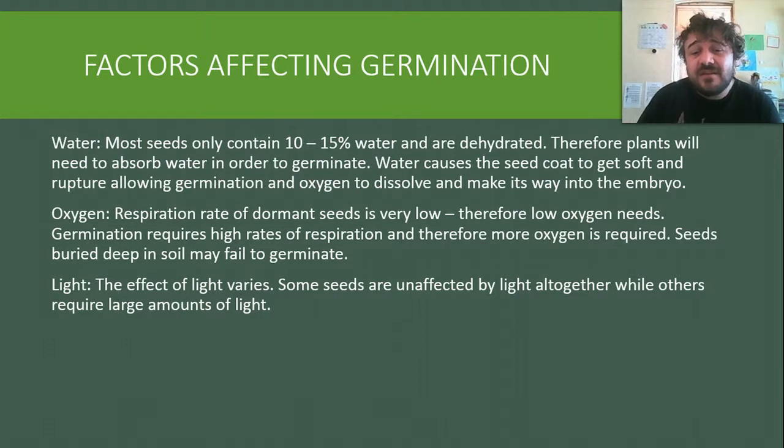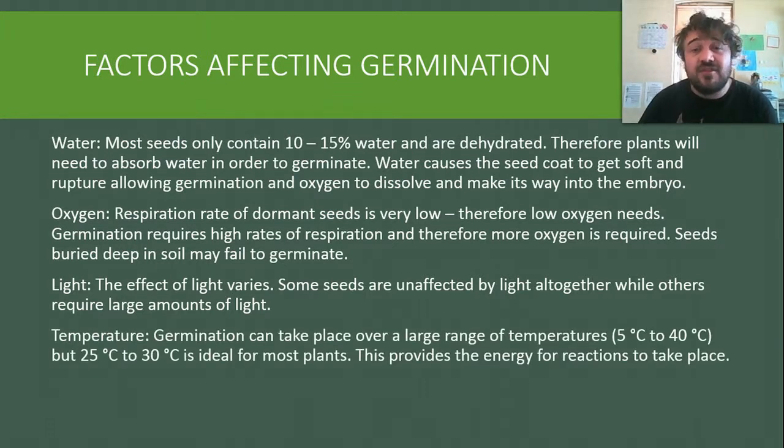Effective light varies. Some seeds are unaffected, and you can do an experiment to find out. Some seeds are unaffected, while others require huge amounts of light. And temperature. Germination can take place over a huge range of temperatures. 5 degrees to 40 degrees in biology is a massive range, but it's usually between 25 to 30 that is ideal. And this gives energy for those reactions to take place. So the respiration and all the stuff which is causing it to move won't happen if it's too cold.